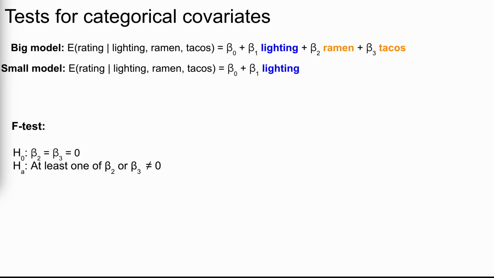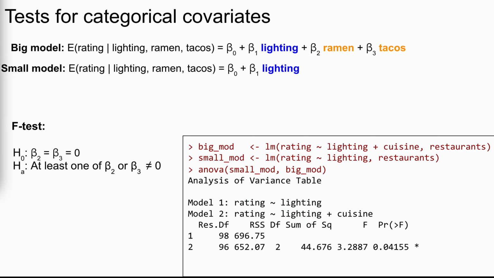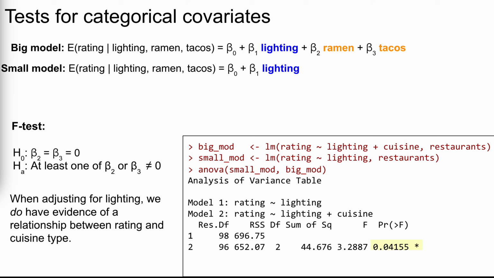Thus, we can perform an F-test of the null hypothesis that beta 2 and beta 3 are both 0. To this end, if we fit the big model with both lighting and cuisine type and the smaller model with only lighting, and then compare them with the ANOVA function, we get an answer to our question. The resulting small p-value suggests that we can reject the null hypothesis and conclude that yes, we do have statistically significant evidence that there's a relationship between restaurant rating and cuisine type when adjusting for lighting.